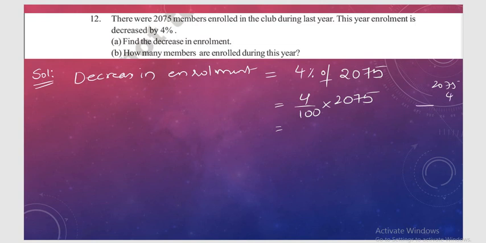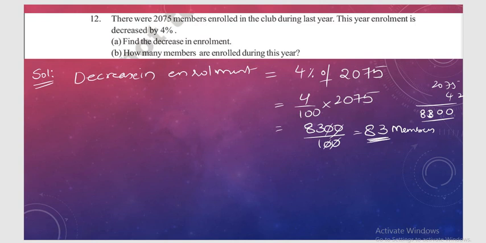So if I multiply 2075 into 4, 4 5s are 20, so 2 will be carried. 7 4s are 28, 30, so 3. 4 2s are 8. So how much we got? 8300 divided by 100. So the zeros get cancelled, 83. So how many members has decreased? The decrease is 83 members.